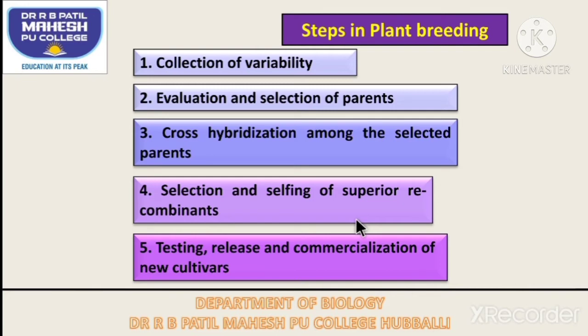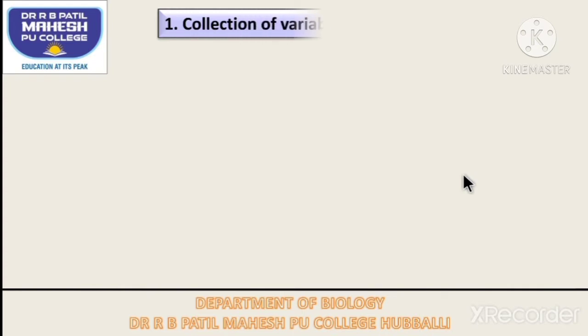So this is a 5-mark question and 2 times in the board exam it is asked. So you have to pay attention to this video, student. Let's begin with the first step, that is collection of variability.